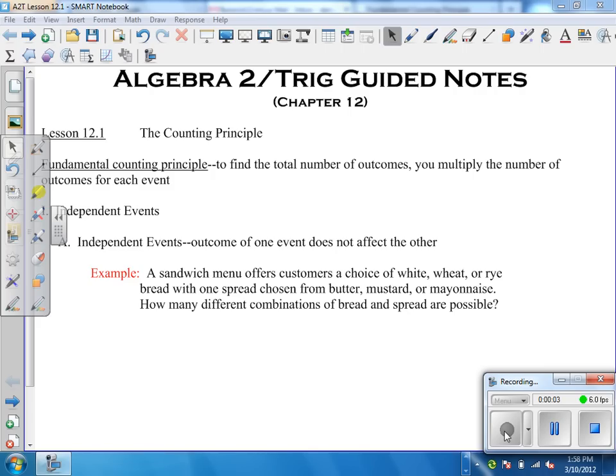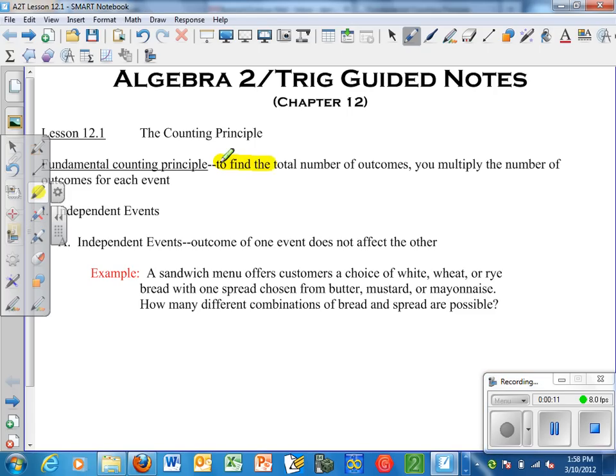Lesson 12.1, we're going to look at something called the fundamental counting principle. The fundamental counting principle, defined for you, is to find the total number of outcomes, you multiply the number of outcomes for each event. And we're going to look at how it relates to independent events and then also dependent events.